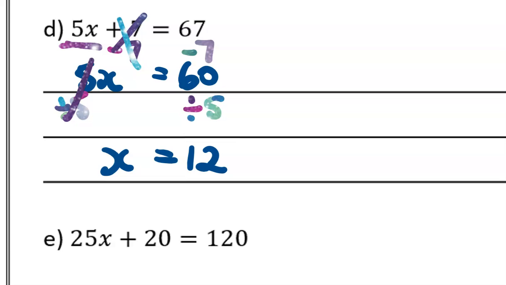Alright, again, let's check that this is correct. Bring it back up here into the equation. You've got 5 times a number plus 7 has to equal 67. Our number is 12. So 5 times 12 is 60. 60 plus 7 gives me 67. Correct.